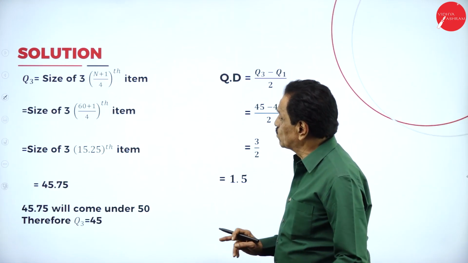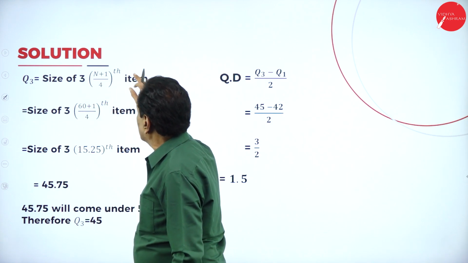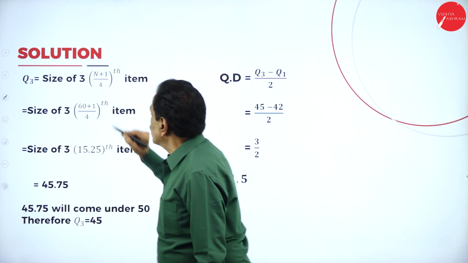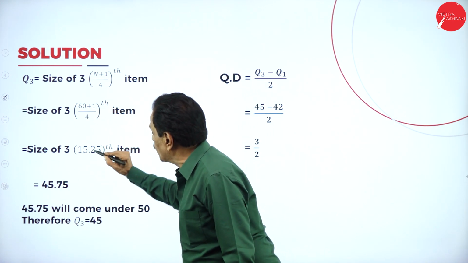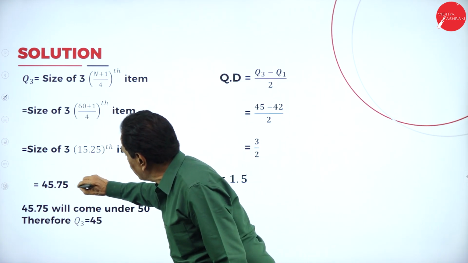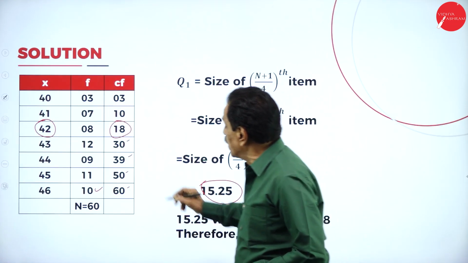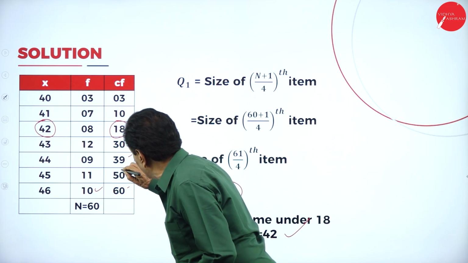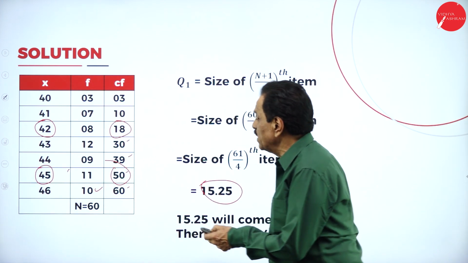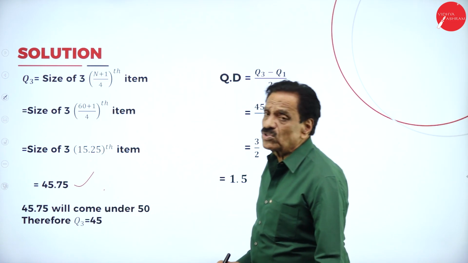We'll move on to Q3. Q3 is equal to size of 3 into (n plus 1) divided by 4th item. So, size is 3 into (60 plus 1) divided by 4th item. So, 61 divided by 4 is 15.25. Multiplied by 3, it will come 45.75. So, you find out where the 45.75 will come. 45.75 will come under 50. The constant number is 45. Therefore, Q3 is equal to 45.